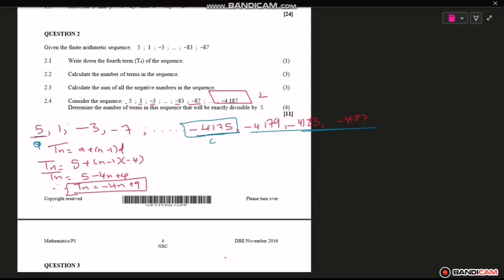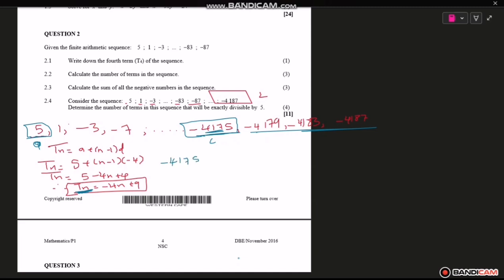But now we are not asked to calculate tn, but it will help us somehow. Just look at this. We have a as our first term, which is 5, and the last term is negative 4175. Therefore, we will take that negative 4175 and substitute it where there's tn, to know the number of terms that are divisible by 5. I hope that makes sense.